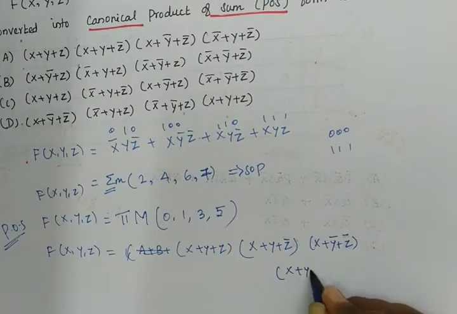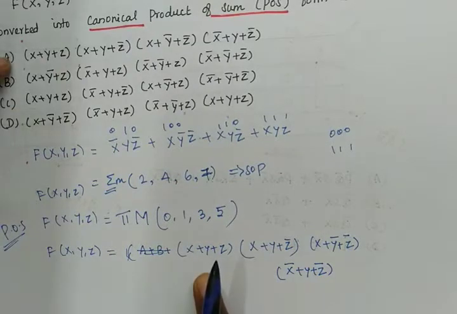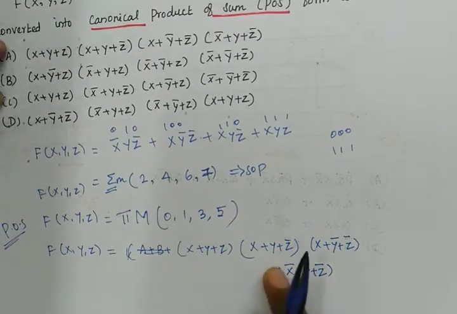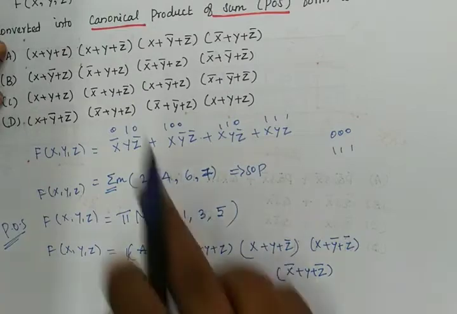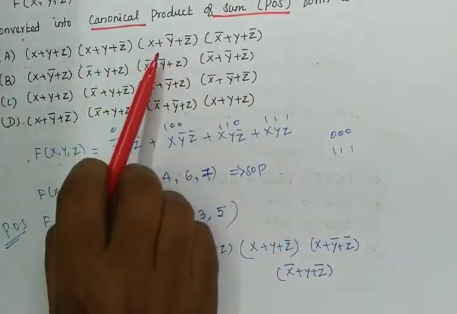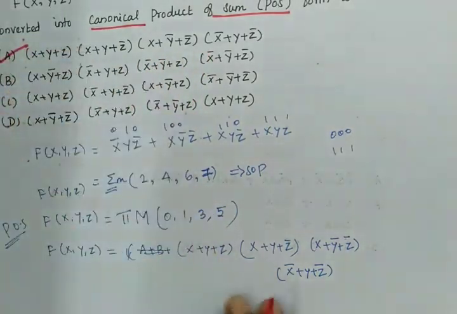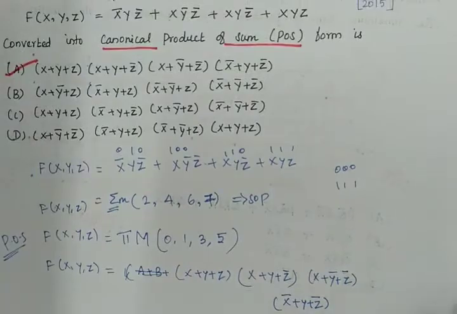X plus y plus z. 4 plus 1 is 5. Now check the answer here. That is x plus y plus z. So here we have x plus y plus z. Then x plus y plus z bar. So here we have x plus y plus z bar. Then x plus y bar plus z bar. Then x bar plus y bar plus z bar. So option A is the correct answer for this question.